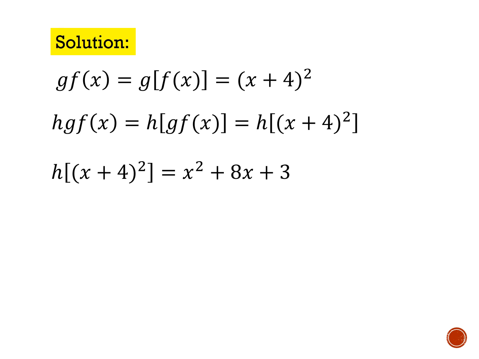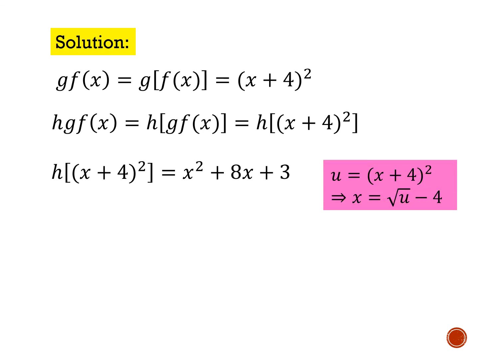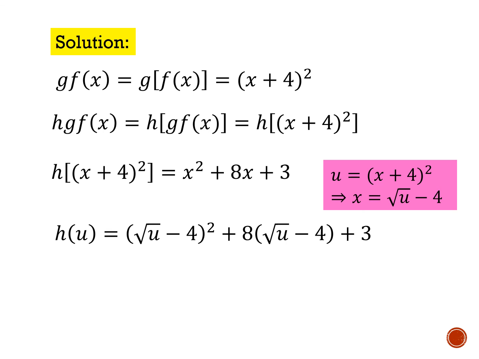Let's say we have u equals g(f(x)), which is u equals (x plus 4) squared. By taking x as the subject, we get x equals square root of u minus 4. Then we substitute x into the expression, so it becomes h(u) equals (square root of u minus 4) squared plus 8 (square root of u minus 4) plus 3.